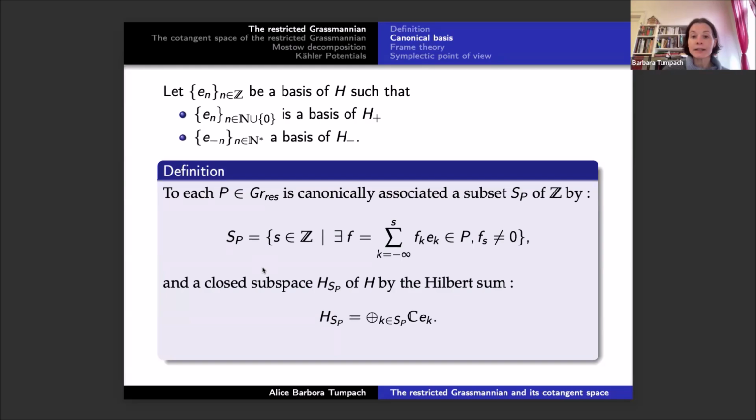So this subset S_P allows us to define a closed subspace H_{S_P} of the Hilbert space H, simply by taking only the elements of the basis which belong to this subset S_P.